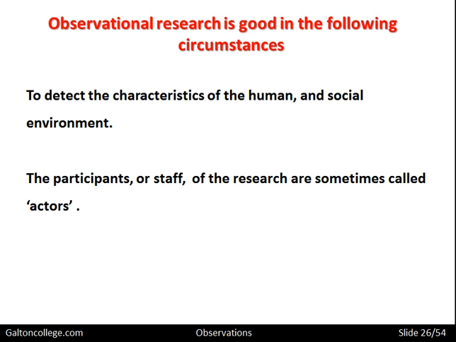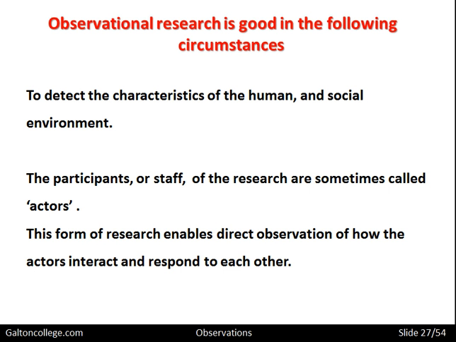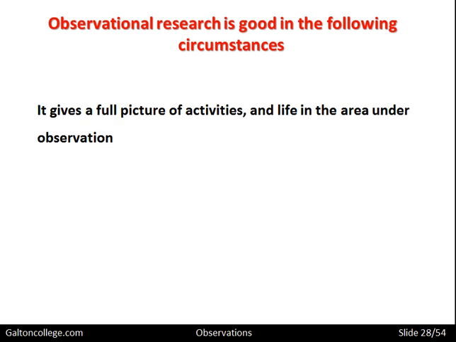The participants or staff of the research are sometimes called actors. In the context of observational research, we talk about the respondents as being actors. That's the usual term that's used. So this form of research enables direct observation of how the actors interact and respond to each other. It's how the actors interact and respond to each other. This type of research gives a full picture of activities and life in the area under observation.